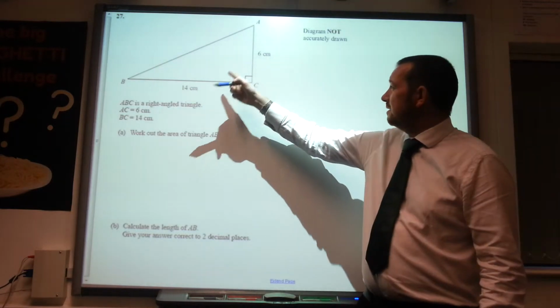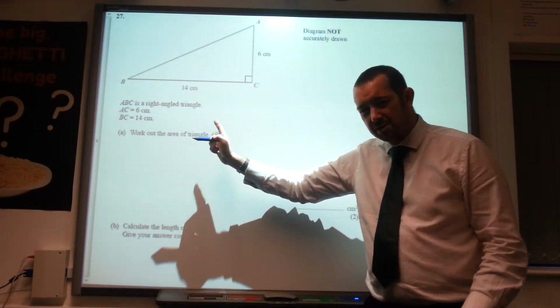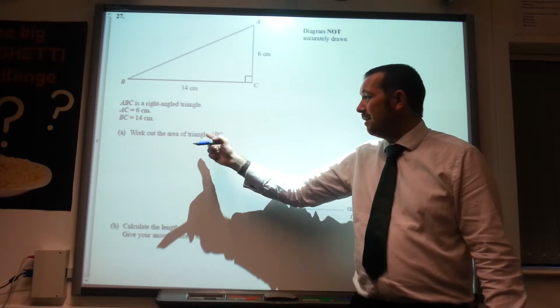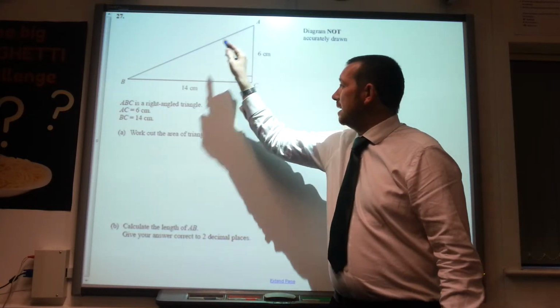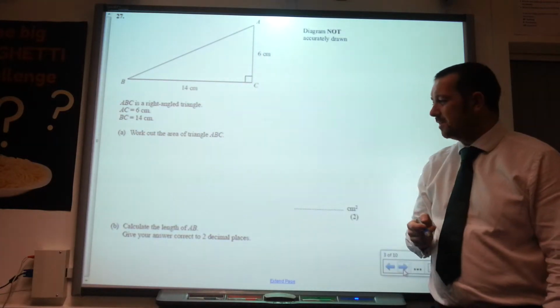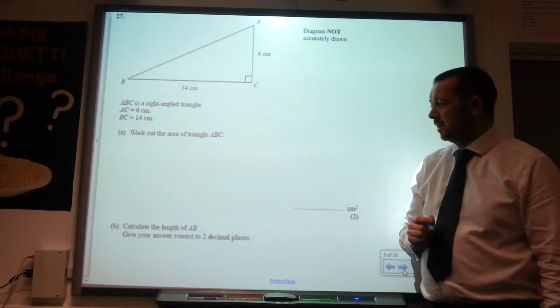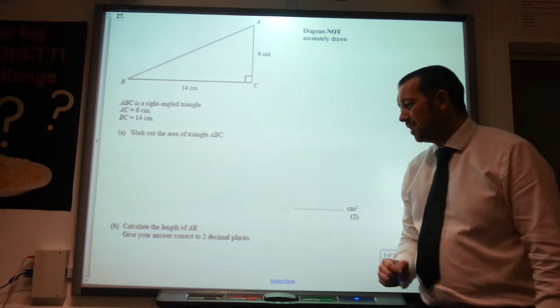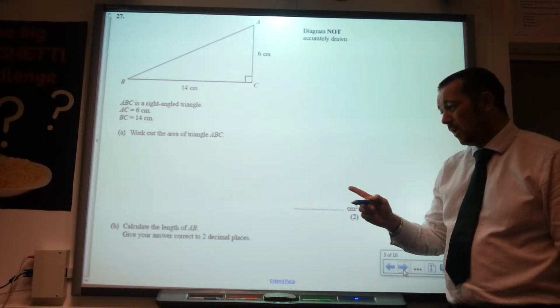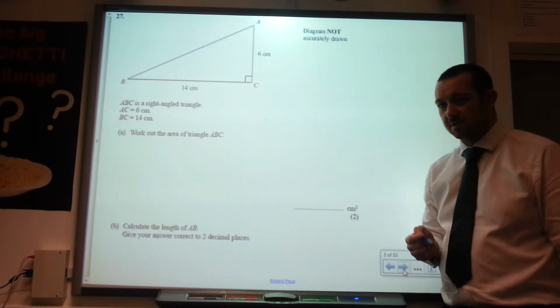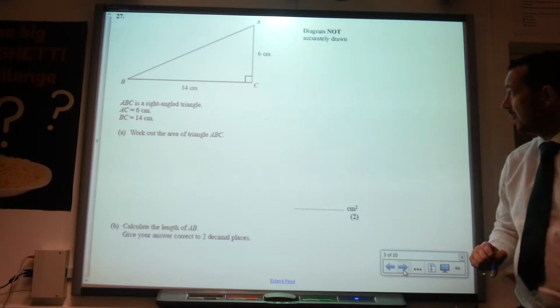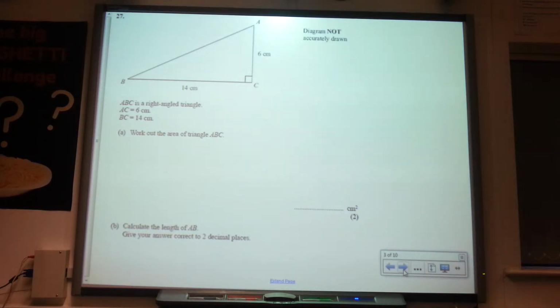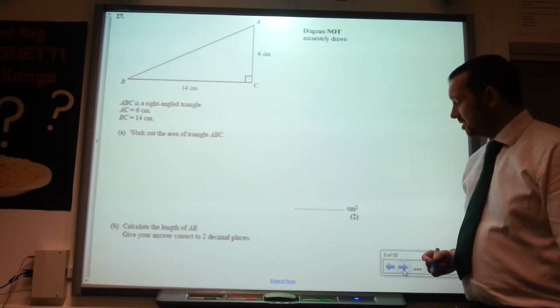That's 14, that's 6. But be careful, the very first question is work out the area of triangle ABC. So you need to remember how to do that, but I'll give you the answer for that shortly if you're not sure. B says calculate the length of AB. Give your answer correct to 2 decimal places, so very similar to what we've just done. If you press pause and have a go at that. Okay, so I'll give you the answers to that shortly.